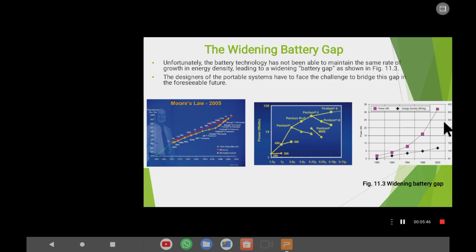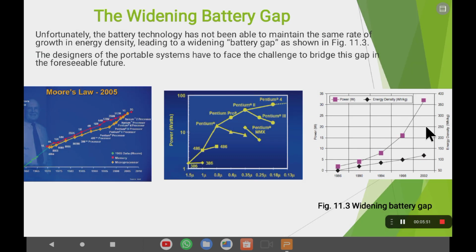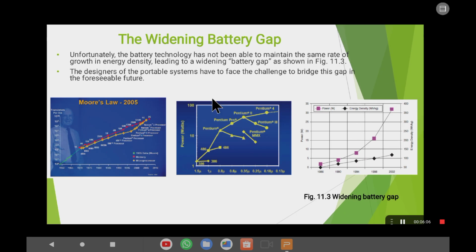But here, the power consumption increases while the energy density may not reach the up-to-the-mark level. So there will be a gap in terms of power as well as energy. This is generally called the widening battery gap between power and energy. Unfortunately, battery technology has not been able to maintain the same ratio of growth in energy density. That is also one more important thing to know.